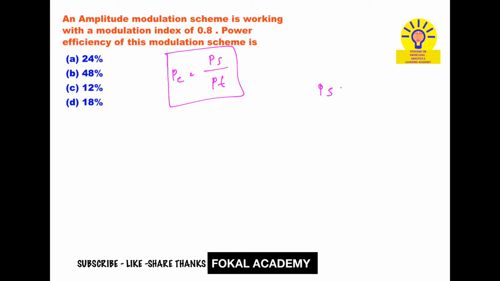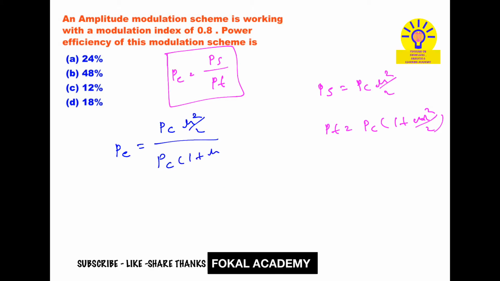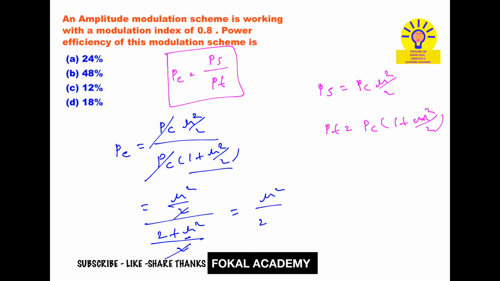We know that sideband power is equal to carrier power into mu square by 2. But total power is carrier power into 1 plus mu square by 2. Now substitute this, we get power efficiency is equal to carrier power into mu square by 2 divided by carrier power into 1 plus mu square by 2. So carrier power is going to cancel, then it becomes mu square by 2 divided by 2 plus mu square by 2. So I am taking LCM here. Now 2 cancels, then it becomes mu square by 2 plus mu square. This is the standard formula in terms of modulation index for calculating the power efficiency.